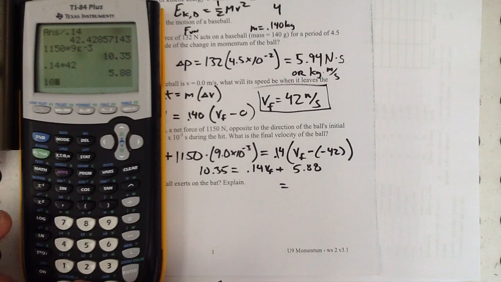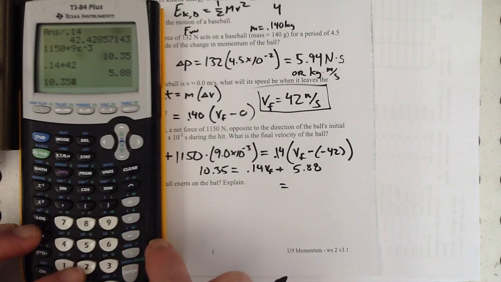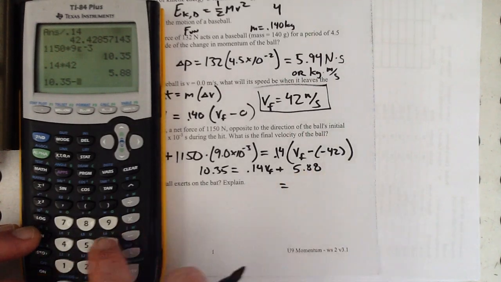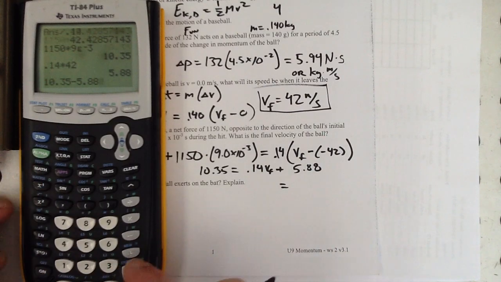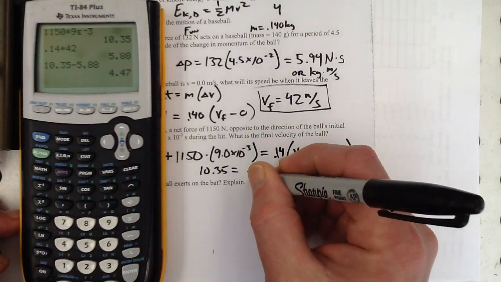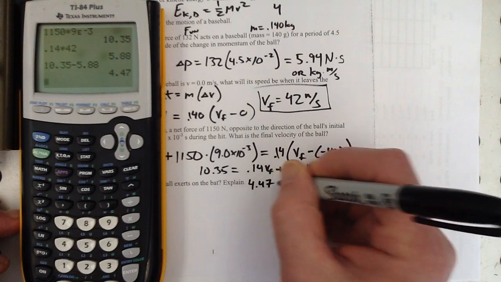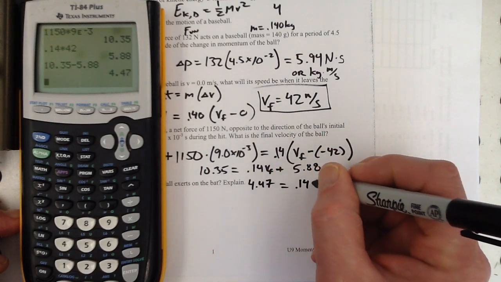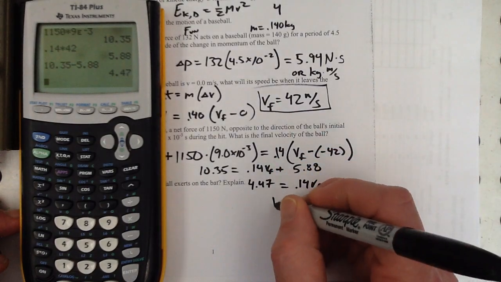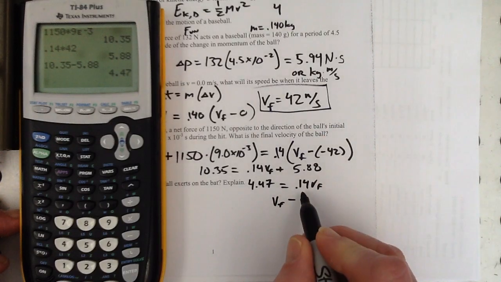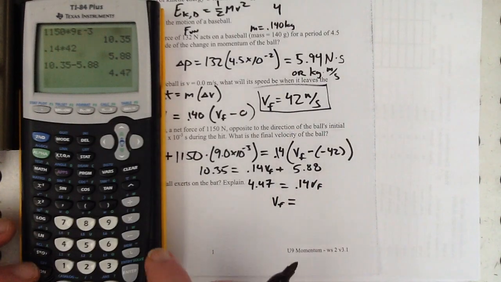I'm going to subtract this over to here. So 10.35 minus 5.88 is 4.47 equals 0.14 VF. And then finally, I'm going to divide both sides by 0.14.